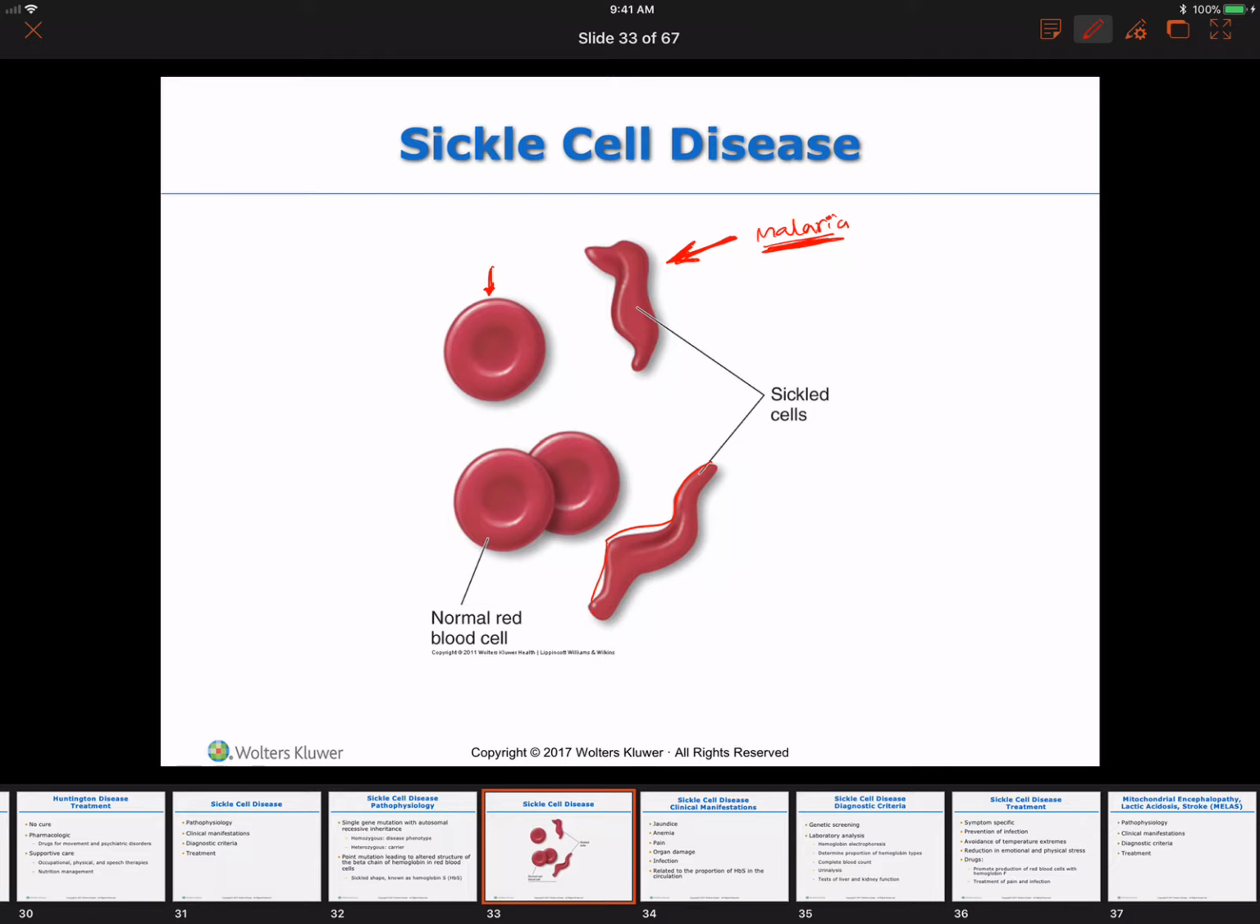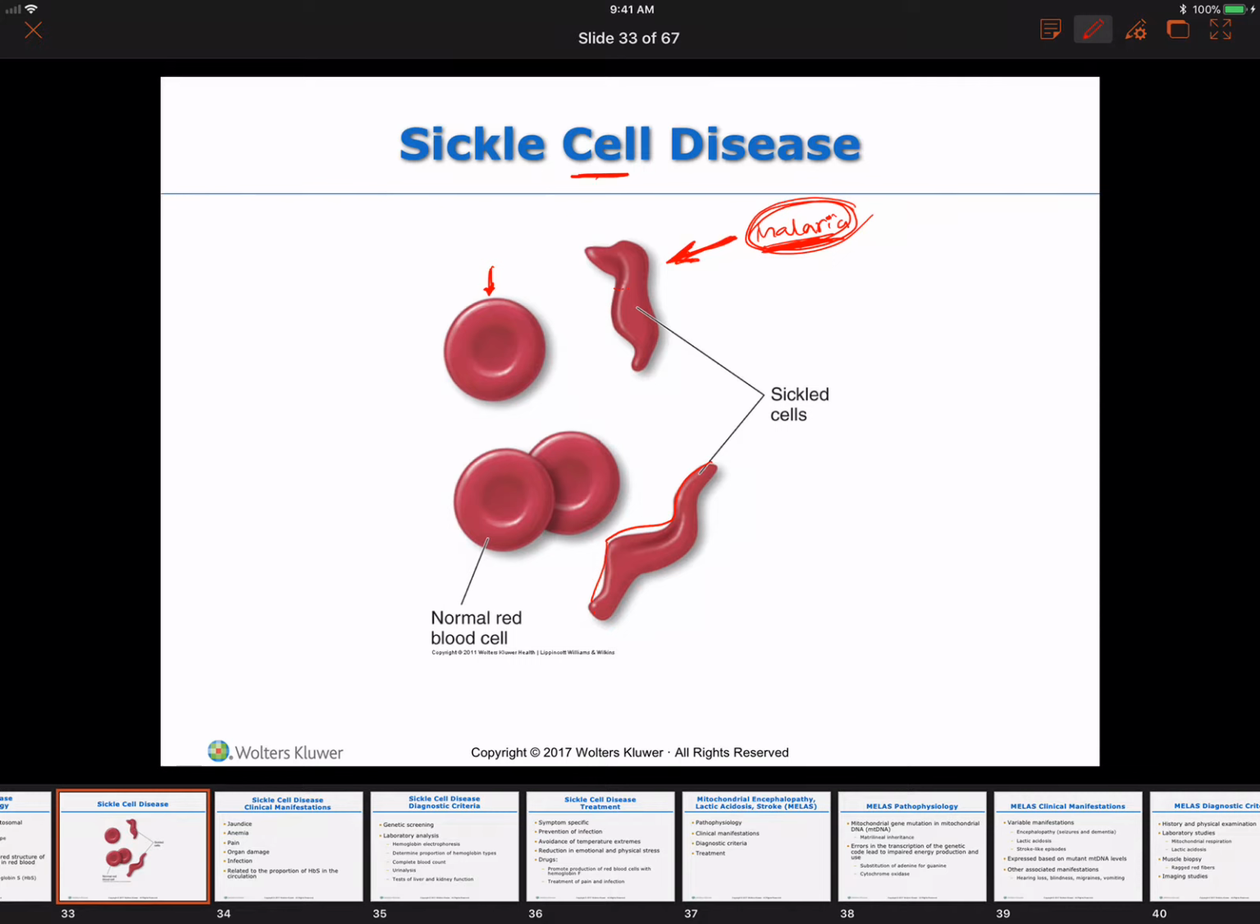If you recall, malaria infection is fairly high in Africa, and sickle cell disease is fairly high in individuals of African descent. Why? Well, as I said, because a sickle cell, an abnormal cell, although it's not desired, will protect against malaria infection.